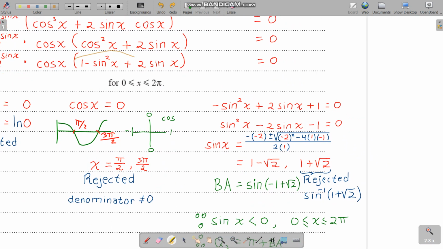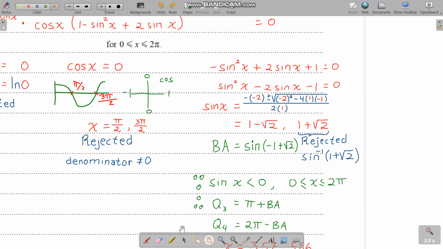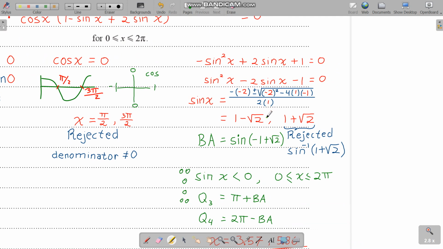And now from the third factor equals 0, you can just use the quadratic formula. Here we have minus sine squared plus 2 sine plus 1, or you can multiply both sides by minus, identify the a, the b, and the c, and plug into the quadratic formula, minus b plus or minus the square root of b squared minus 4ac, all over 2a. You have two solutions from the quadratic, 1 minus root 2 and 1 plus root 2. If you try inverse sine of 1 plus root 2, you will get an error because the value of sine cannot be bigger than 1. So the only possibility is 1 minus root 2.